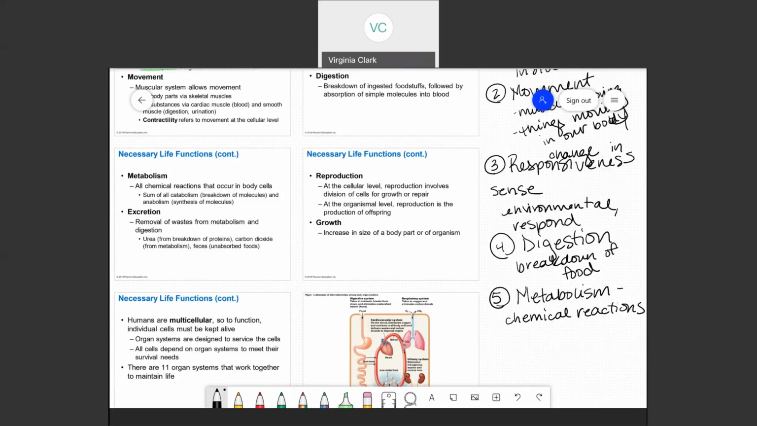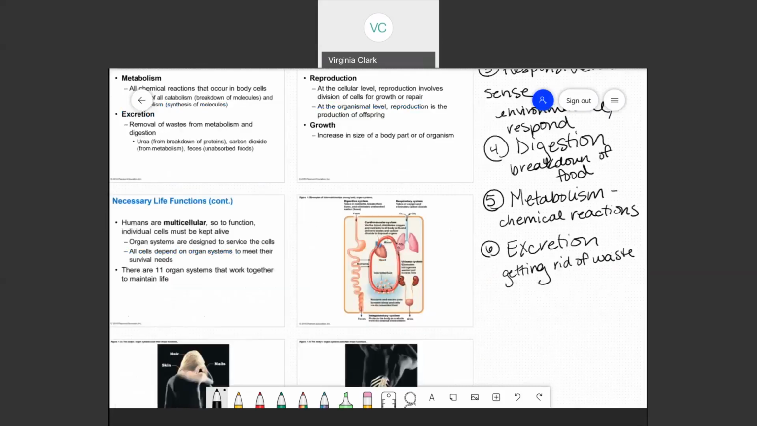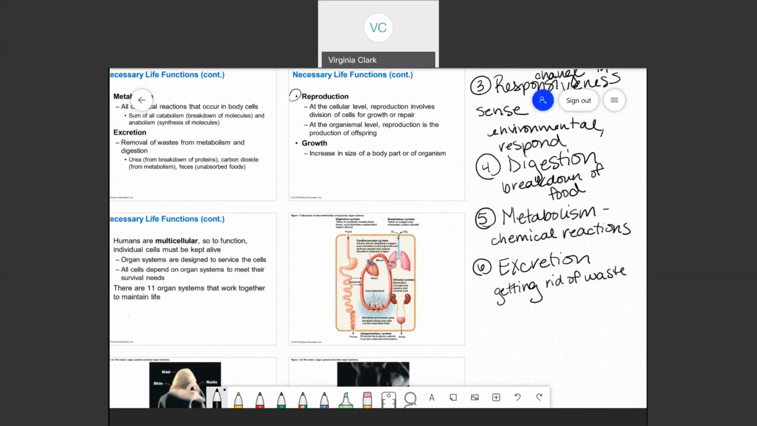The other thing that we're going to need for necessary life functions is excretion. Excretion is getting rid of waste. There are things that we will have in our body that we will not need. And again, remember, this is on the organismal level. As a human, you will need to excrete wastes and liquids that you do not need. But on a cellular level, we are also going to excrete things from our cells that we do not need. We're going to get rid of all of our waste. And then the last two up here are going to be reproduction and growth.